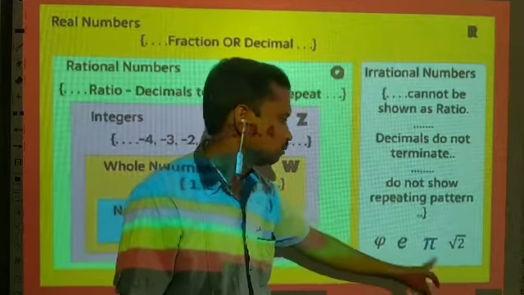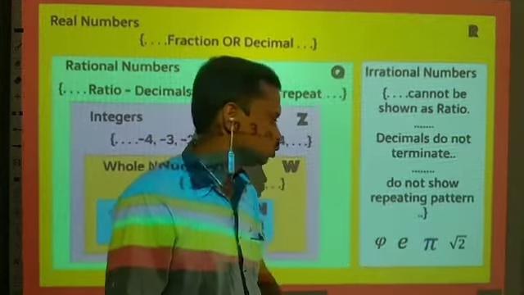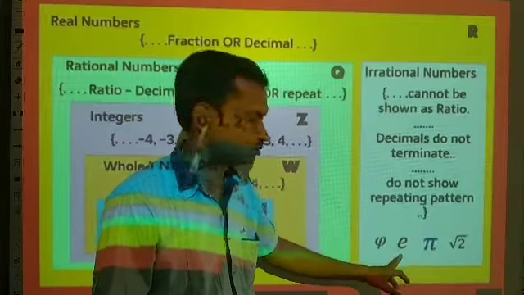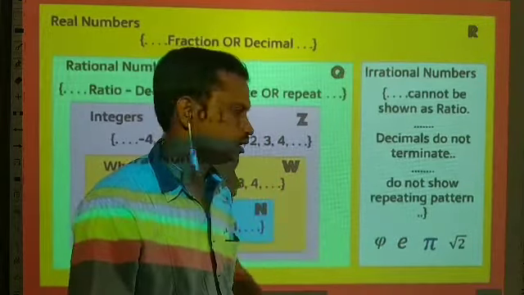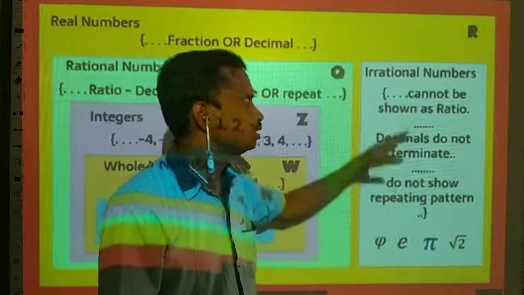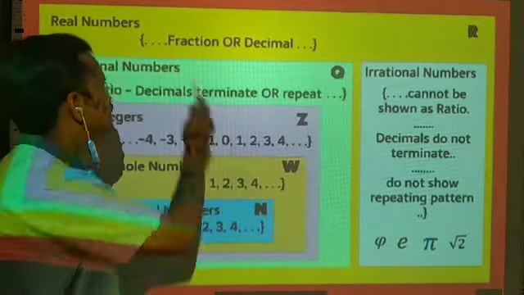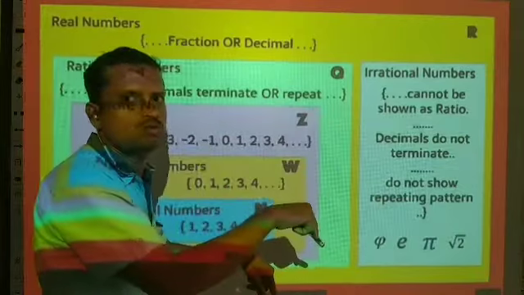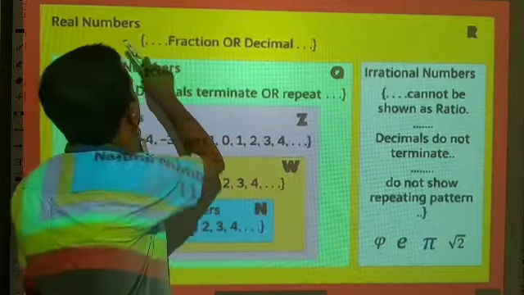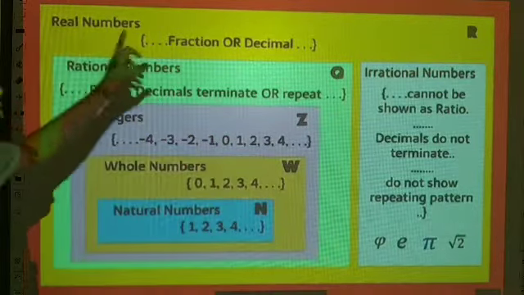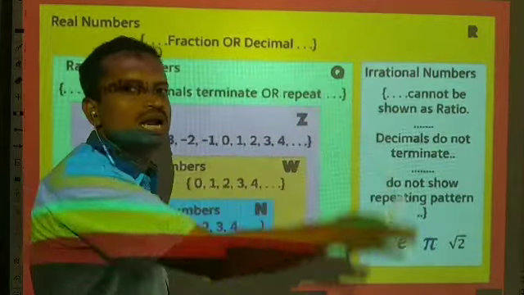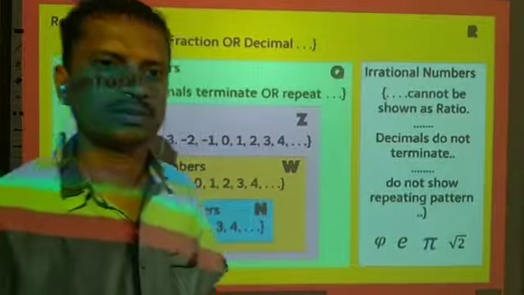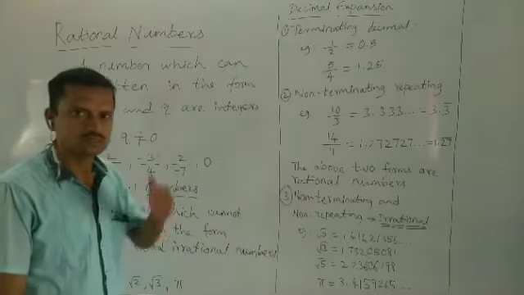Examples are pi, root 2, e. These are what higher classes will use. Pi, root 2 are good examples. Rational and irrational numbers combined to form real numbers, which stand for the capital letter R. So this is the introduction of the number system.